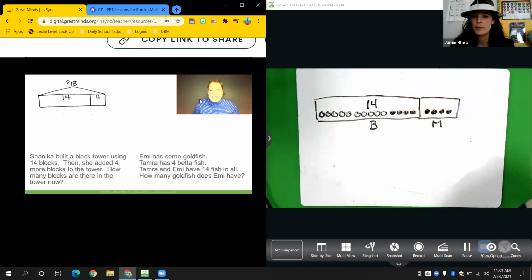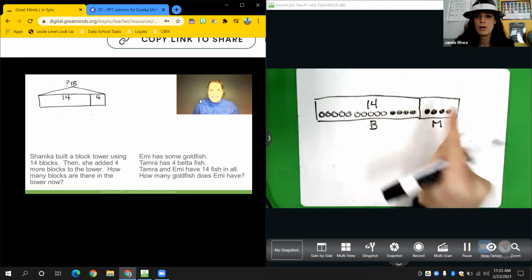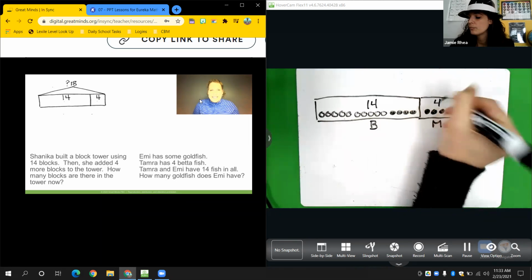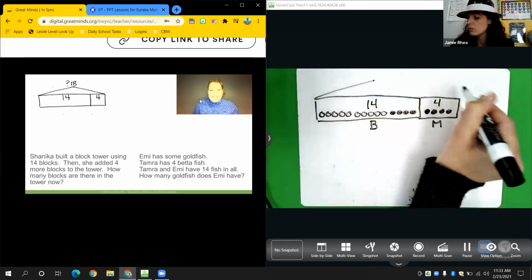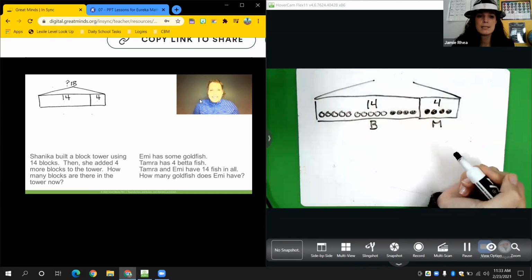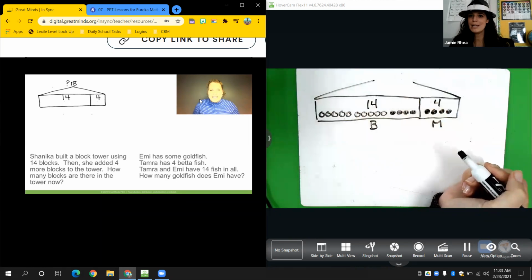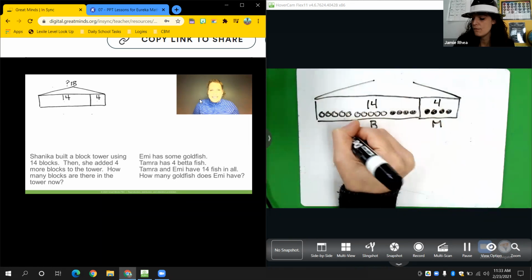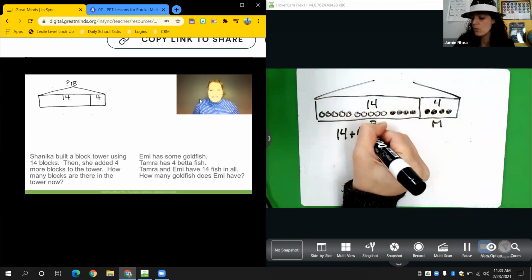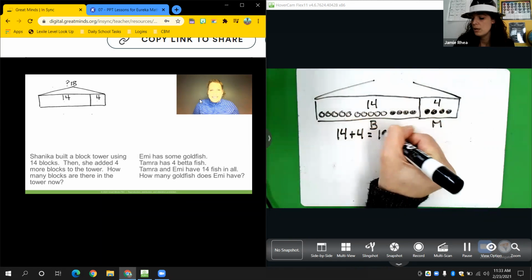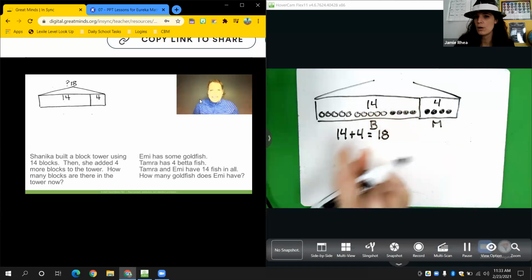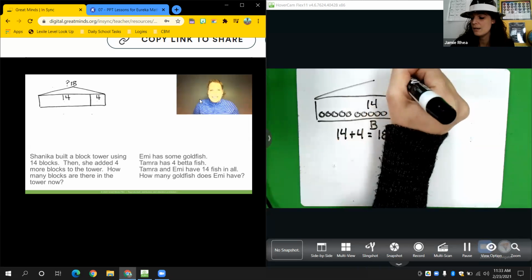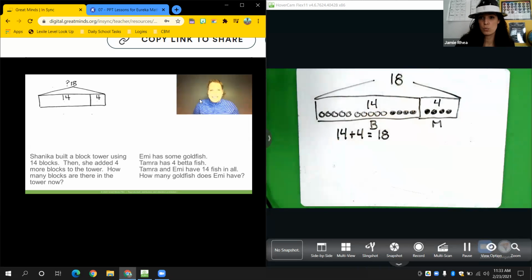More. Oh, I forgot to write something. Forgot to write my 4. And then we have to find out our total because it says how many blocks are in the tower now. So I can say 14 plus 4 more equals 18, because 4 and 4 make 8, and 10 and 8 make 18. So that's the first word problem.